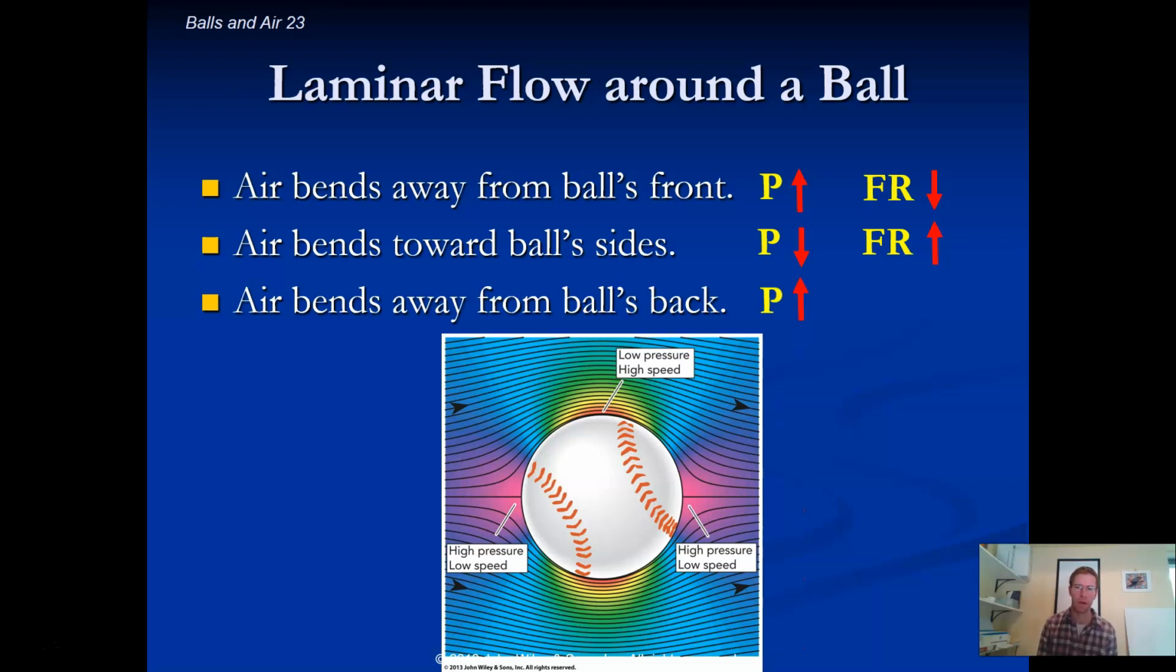And then back behind the ball, again, the air rushes in, kind of slamming into each other from different sides, slowing back down and creating a higher pressure region. So again, if we have laminar flow, which is a big if, right? You have to have objects moving quite slowly.